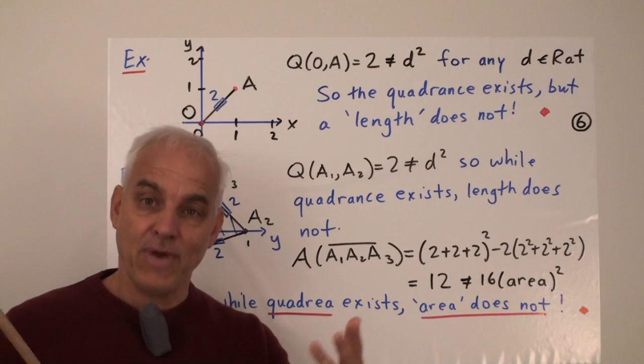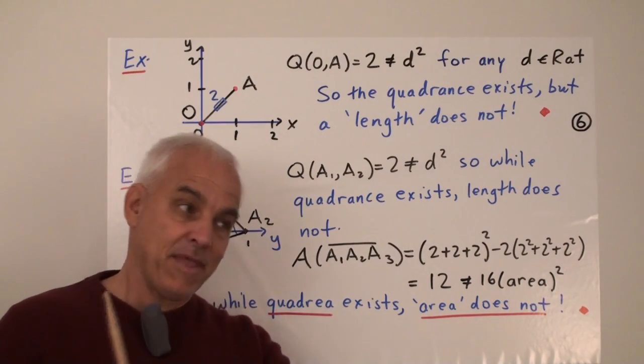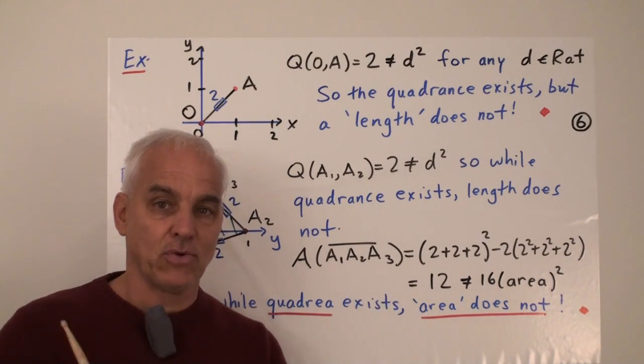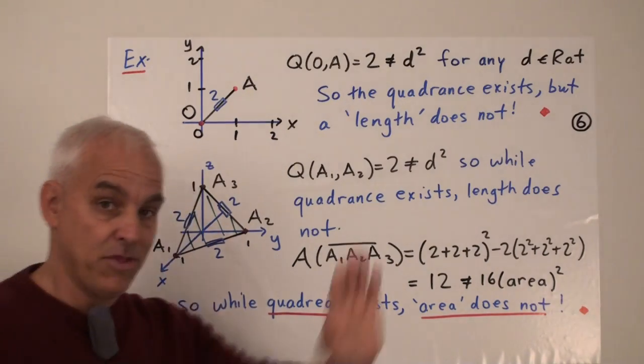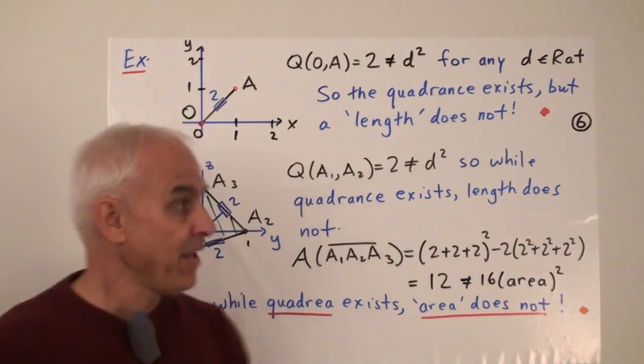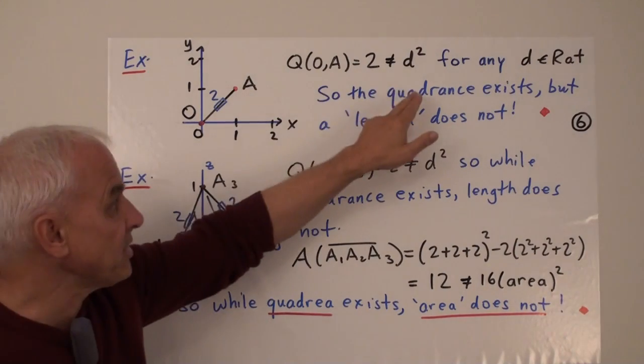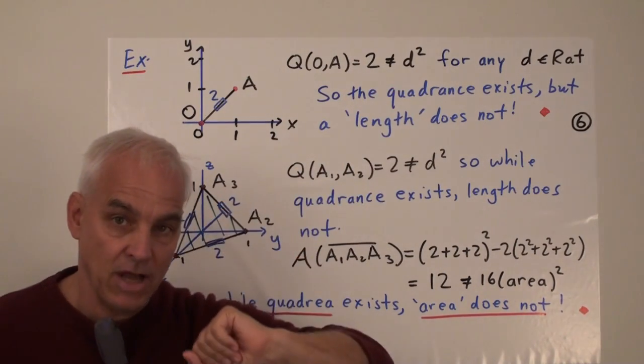So we're working here in the rational framework, right? We've agreed that we're going to think about what we can do just with a rational orientation. We can all agree, whether you believe in real numbers or not, that in the rational framework, the quadrance exists while the length does not.